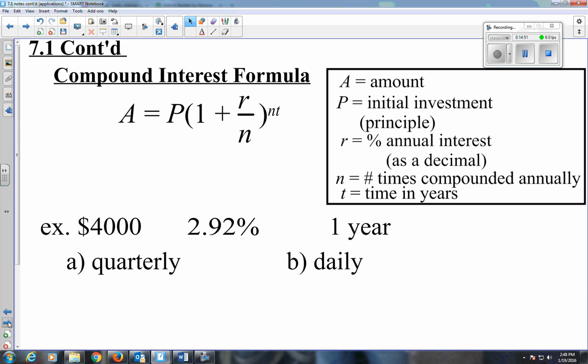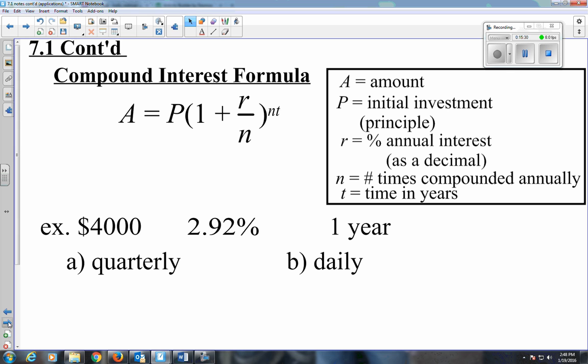A is the amount in your account at any given time. P is your initial investment. That stands for principal, whatever you put into the account. R is the percent annual interest, and that's why we have the N, because N is the number of times it's compounded annually. If I'm just figuring my interest once a year, N is 1, and it doesn't look any different than the last one we had.